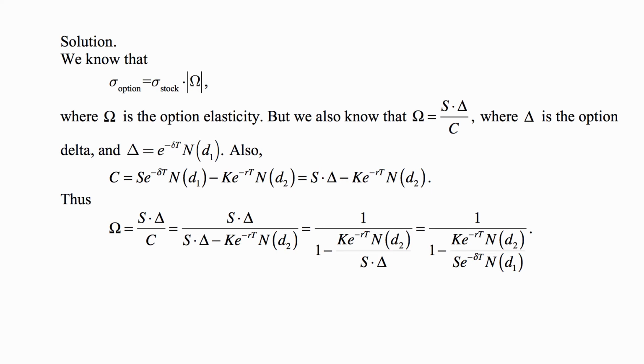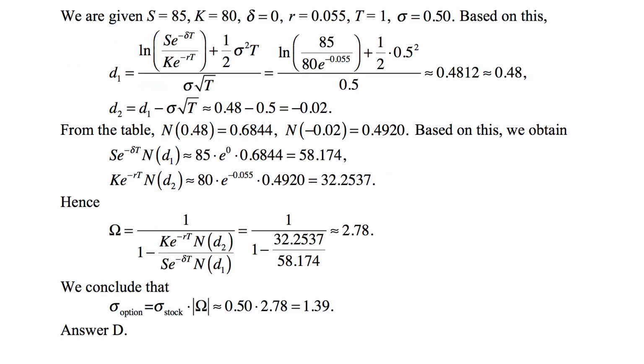But again, delta is e to the minus delta t times N of d1, so we get what you see here: 1 over 1 minus K e to the minus rT N of d2 divided by S e to the minus delta t times N of d1. Well, given that S is 85, K is 80, delta is 0, r is 0.055, T is 1, sigma is 0.50.